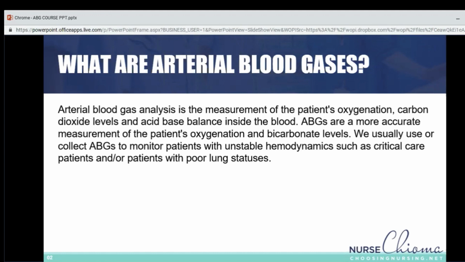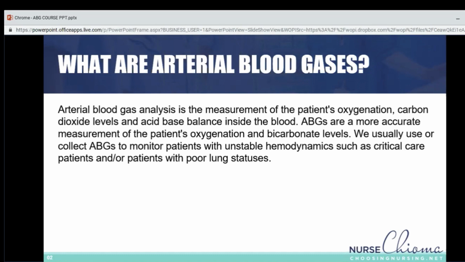We collect ABGs once per day because we're trying to see, once again, if the patient is improving and getting better, along with other things such as chest X-ray and other blood tests. But ABGs pretty much show us the acid-base balance in the blood and the oxygenation in the blood.